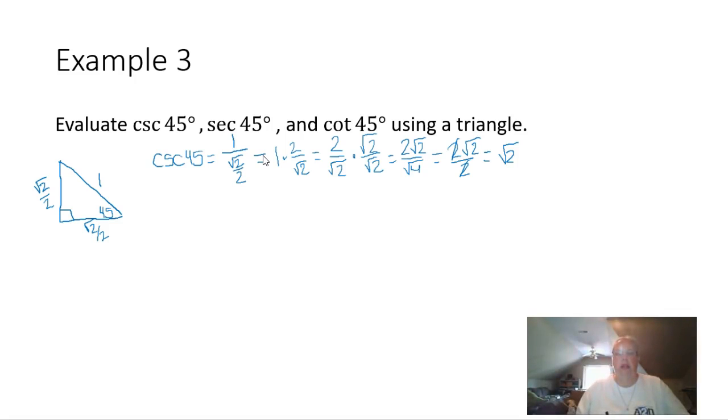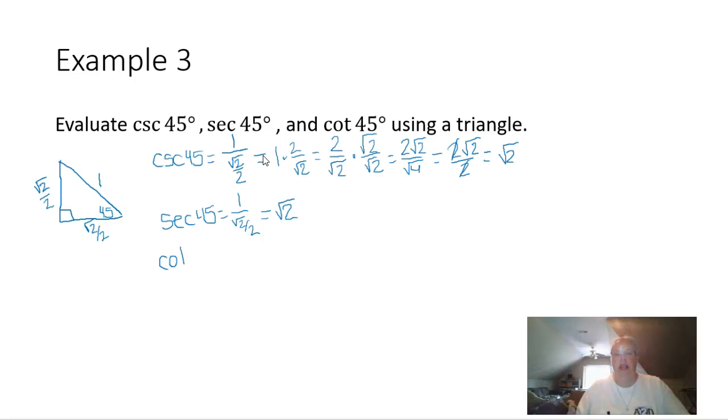The secant is going to be defined to be r divided by x. That's going to be 1 over square root of 2 over 2. And we're going to have the exact same problem here. So we would go through the very same steps and arrive at the conclusion that the secant is also going to be the square root of 2.